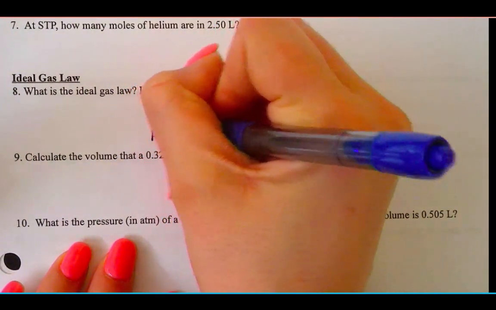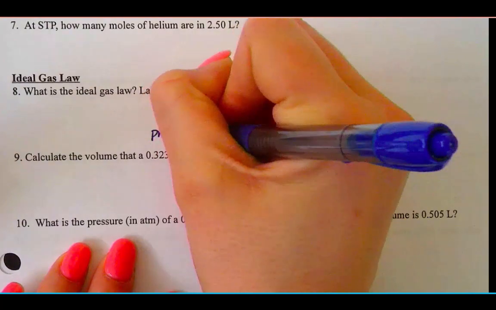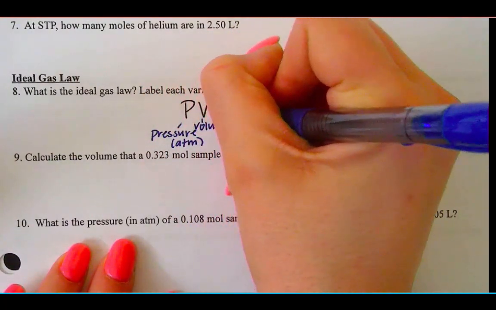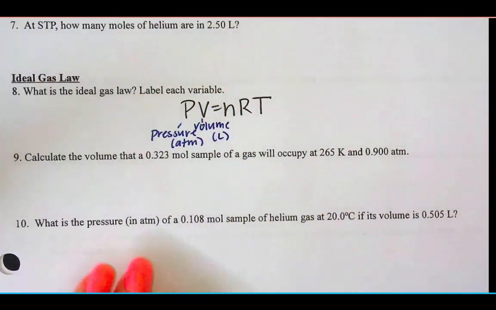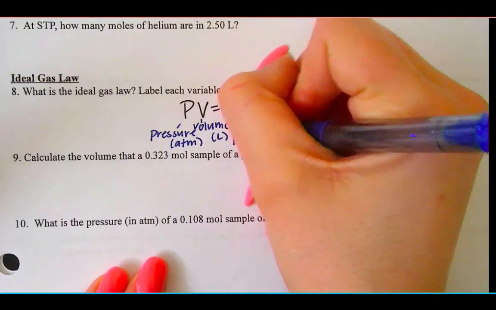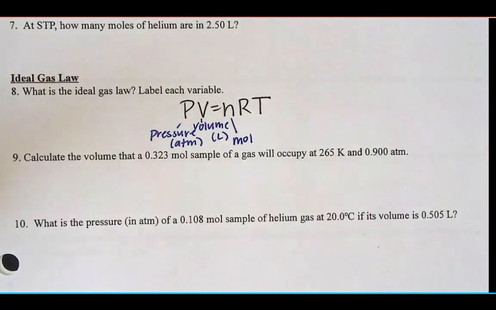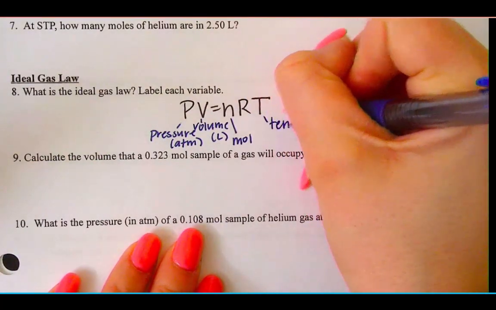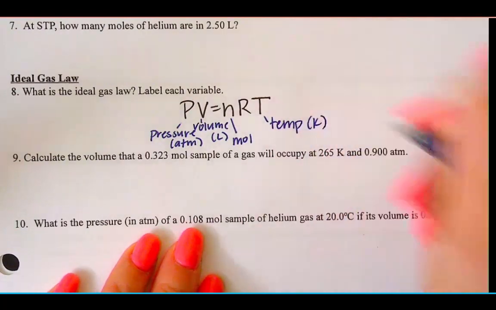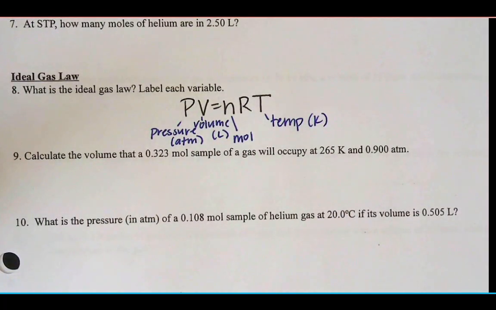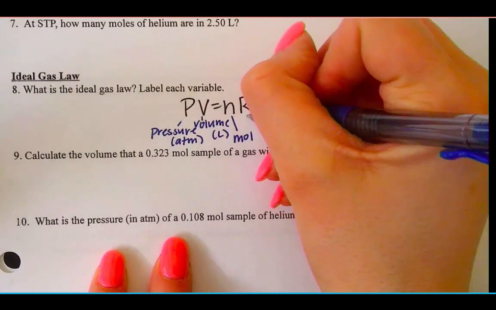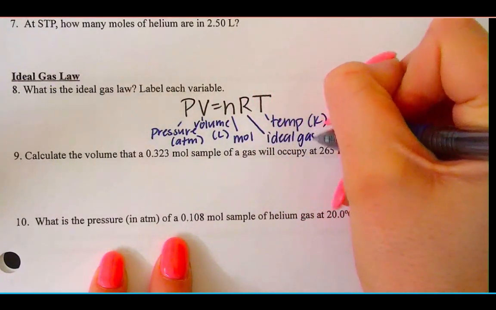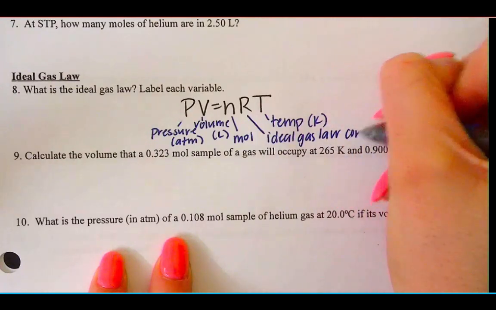P is pressure. Pressure should be in ATM. V is volume. Volume should be in liters. N is number of moles, which unit is moles. And then T is temperature in Kelvin. R is the ideal gas law constant. Right? R is ideal gas law constant, meaning it's the same.